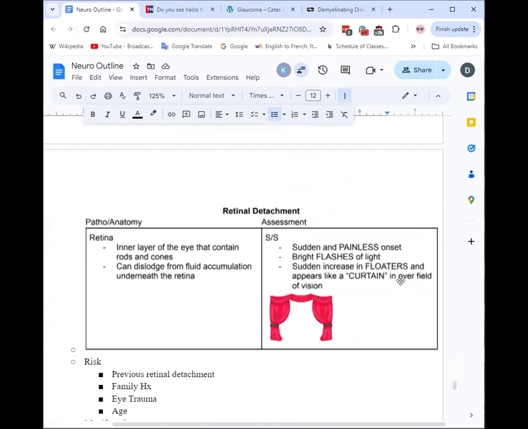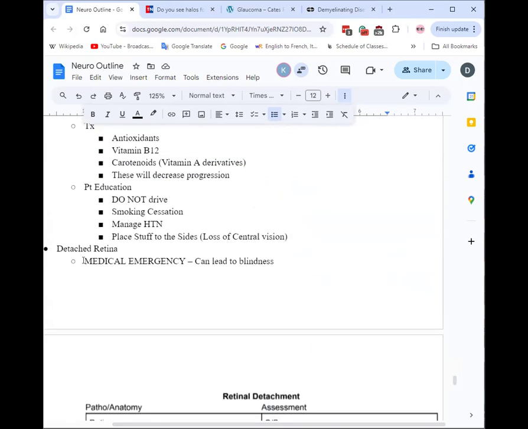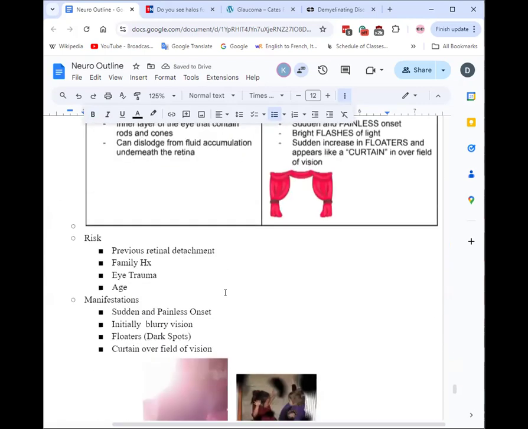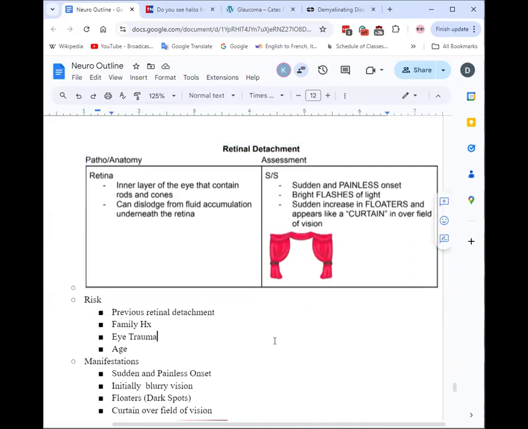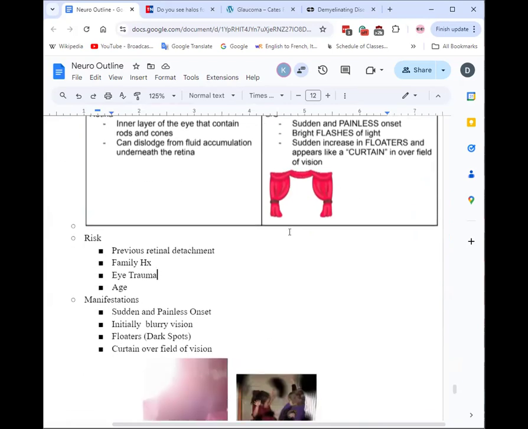And then finally, lastly, we're at retinal detachment. This is a medical emergency. It sounds bad, and that's because it is bad. Having a retina be detached sounds really bad, and that's because it is. So again, another little table for you guys. I think the main thing here to think about is that curtain vision.